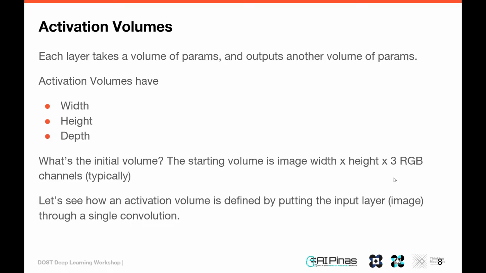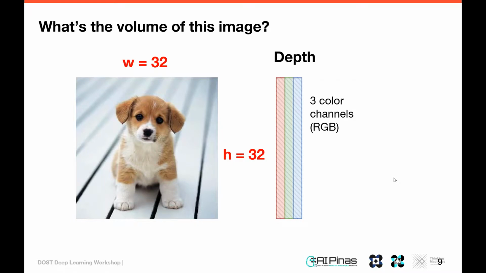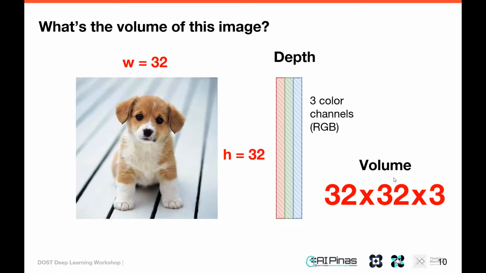So think about what the very first activation volume going into a CNN is. That would be the image width, height, and channels. Let's see how the activation volume is defined by going through an example of a convolving motion. All right, so let's look at our dummy image with our puppy, 32 hypothetical pixels wide, 32 hypothetical pixels high, and with a depth of 3 for the 3 color channels, red, green, and blue. So not this specific image, but the volume into which you feed all the images has a volume of 32 parameters by 32 parameters by 3 parameters.